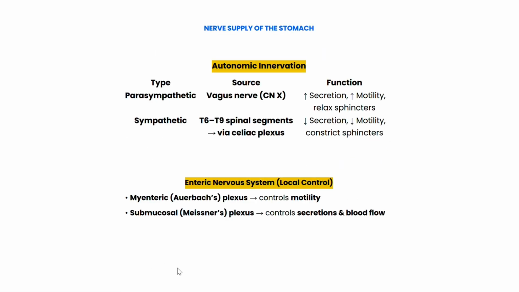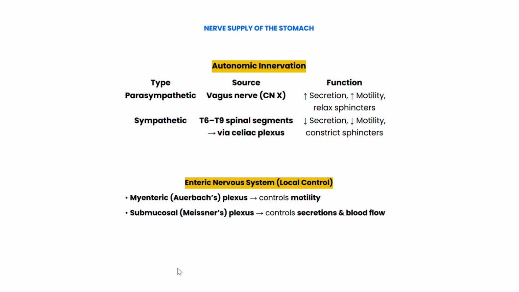Now let's understand the nerve supply of the stomach, which is mainly autonomic, meaning it's involuntary. Parasympathetic supply comes from the vagus nerve, also known as cranial nerve 10. It plays a major role in digestion by increasing gastric secretion, enhancing muscle contraction for motility, and also relaxing sphincters to promote smooth passage of the food.